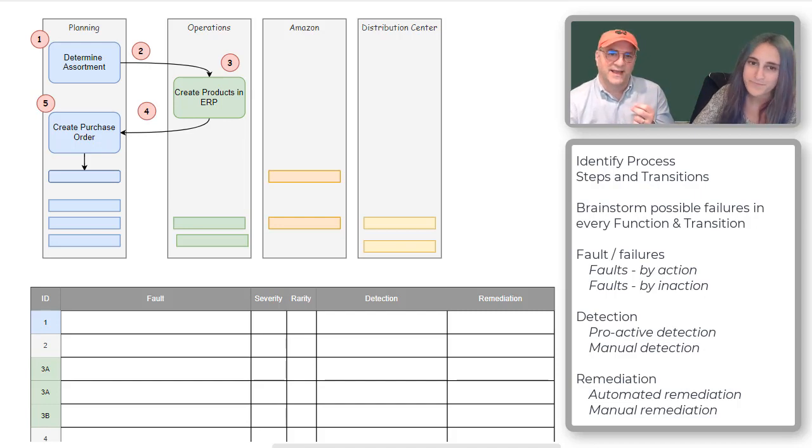Determining the assortment, and those all sound severe. Like those all sound like showstoppers. Yeah, they're not random failures. Okay, and then how would we detect those?